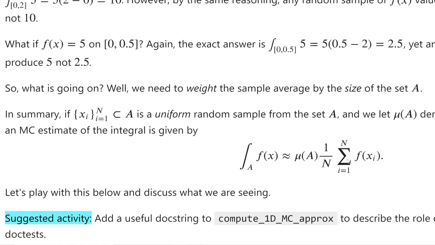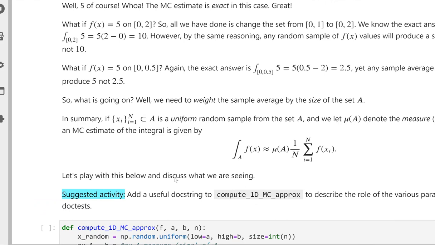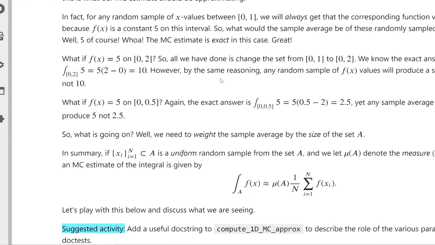the sample average. A sample average is just obtained by adding up, if you're not familiar with this notation, this is a summation, sigma for summation, and you're summing up from i equals 1 to n all of your function values, and then you divide by n. You multiply by 1 over n. This computes the sample average, and then you multiply by the measure of the set. So if you notice, this would fix all of these things above, because even though the function value sample average would always be 5, the measure of A, the length of the interval, is 2, and it would correct it to 10 here and correct it to 2.5 in this case.